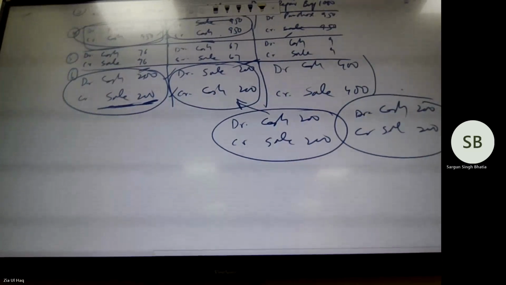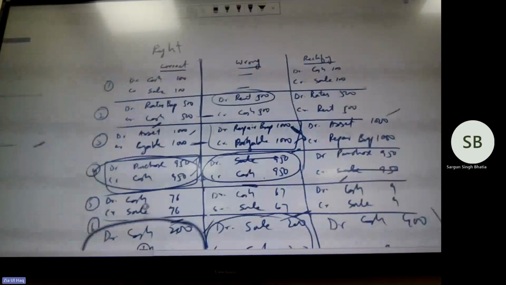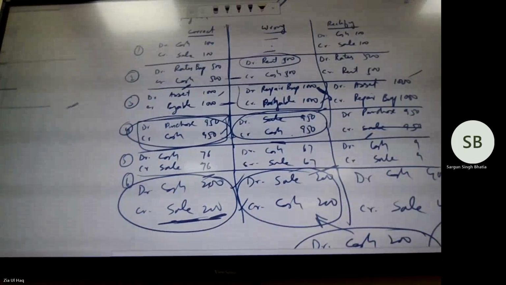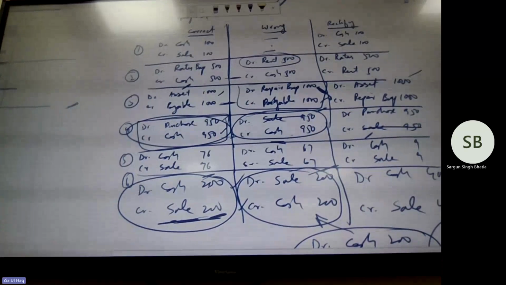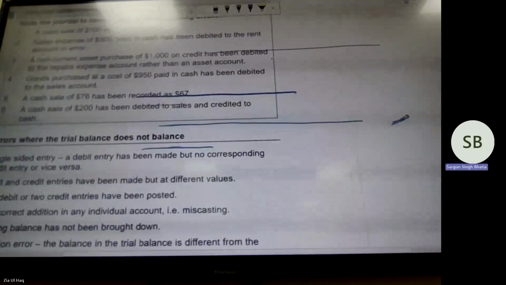Can you understand this? Yes, sir. The first column shows the right entry of this transaction. Second, what they have done. And now we are rectifying it, meaning how we can eliminate this wrong effect. Shall we cover this question again? No, sir, I understood it. It is a little bit tricky, but I understand it.